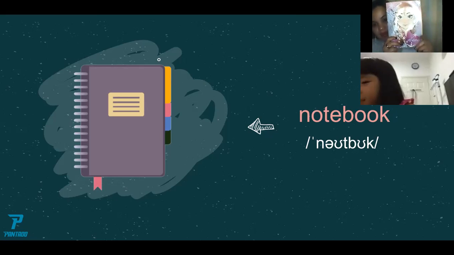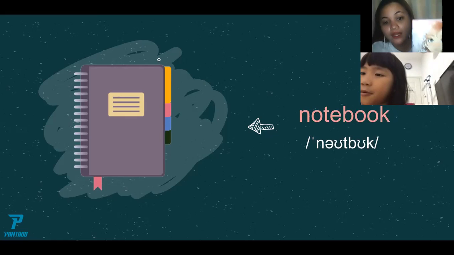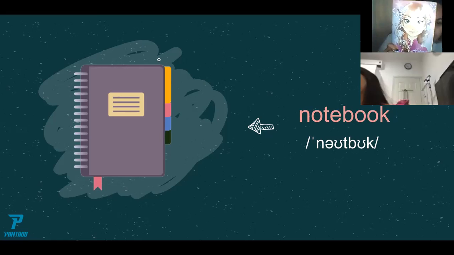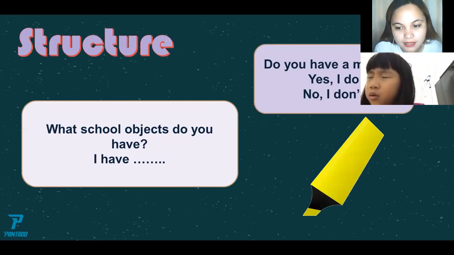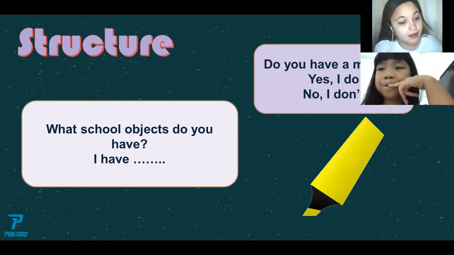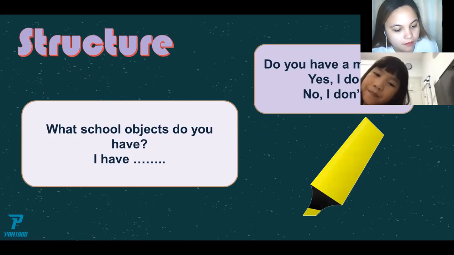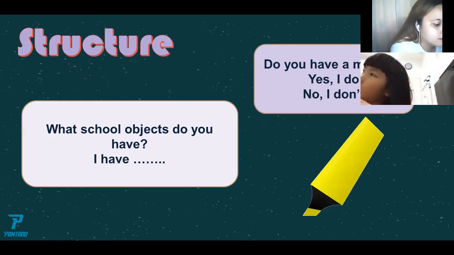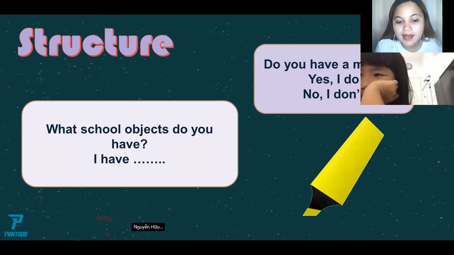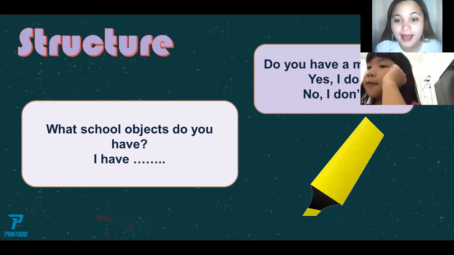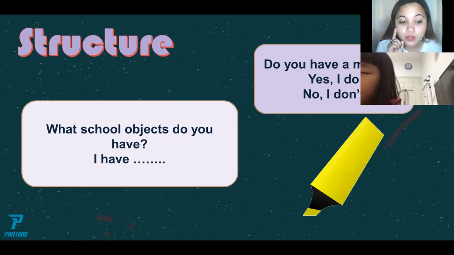Notebook. So this is my notebook. Yes, we use this when we write. Yes, okay, next one. All right, let's have structure, Alina. Do you have a marker, Alina? Do you have a marker? No. Okay. Now, Alina, what school objects do you have?